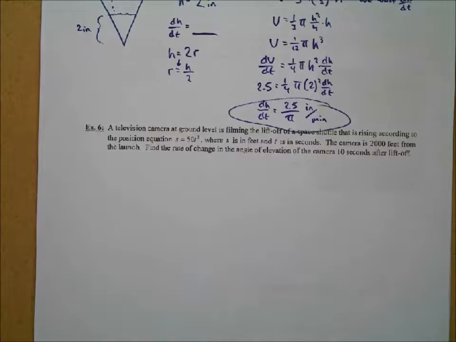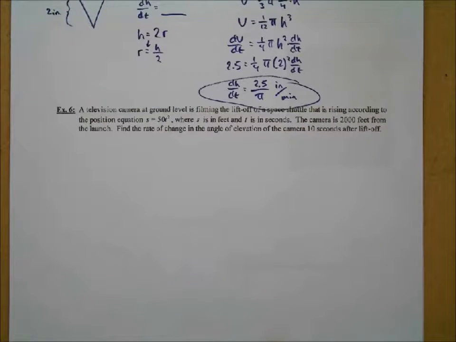Number 6. A television camera at ground level is filming the liftoff of a space shuttle that is rising according to the position equation s equals 50t squared, where s is in feet and t is in seconds. The camera is 2,000 feet from the launch. Find the rate of change in the angle of elevation of the camera 10 seconds after liftoff, right?